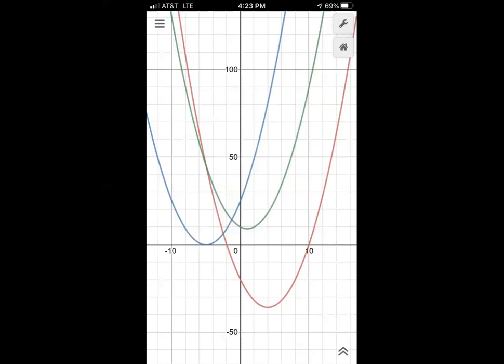to a different image. And that is the graph. So you'll notice on your discriminant activity, I ask you to graph them in the middle section. So on the graph, the red, on my screen, the red one is number 1. The blue one is number 2 on my screen. And on my screen, the green one is number 3.